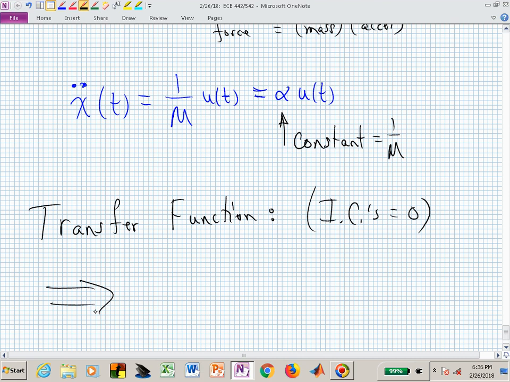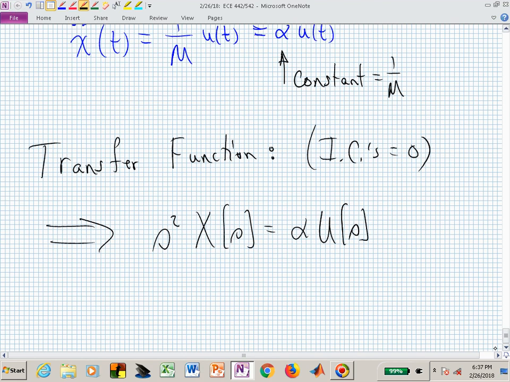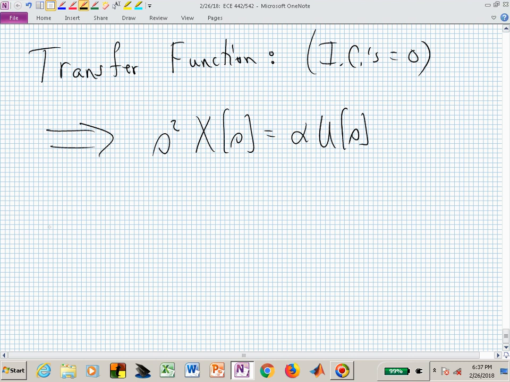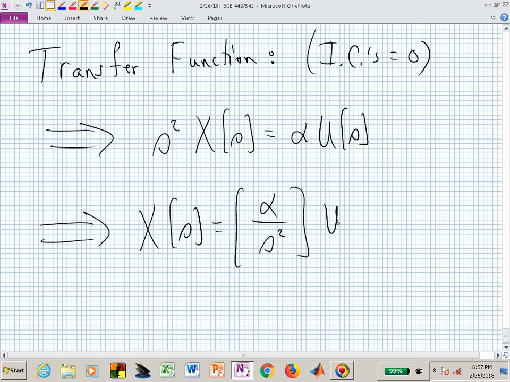So if we Laplace transform x double dot is equal to alpha u, what happens when we Laplace transform a derivative? We multiply by s. Now we've differentiated twice, so we multiply by s squared. So now we have s squared, capital X of s, the Laplace transform of little x of t, is equal to alpha u of s. Now we can find our transfer function. Our transfer function, capital X of s, is alpha over s squared times u of s, and in our box here, it's g sub 2 of s.